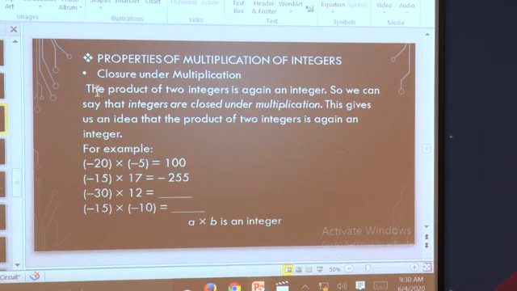In short, we can say that closure under multiplication, we can write simply that a into b is an integer. Okay, everyone understood? You can form your own examples similar to mine and find out closure under multiplication.